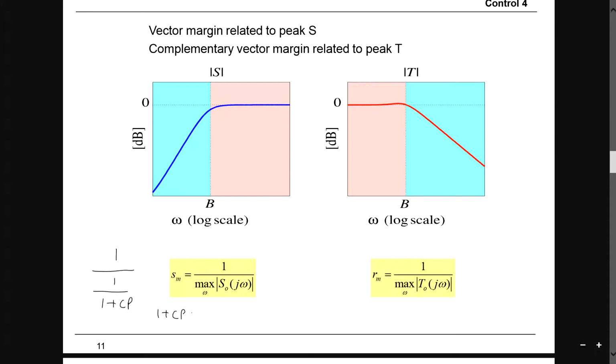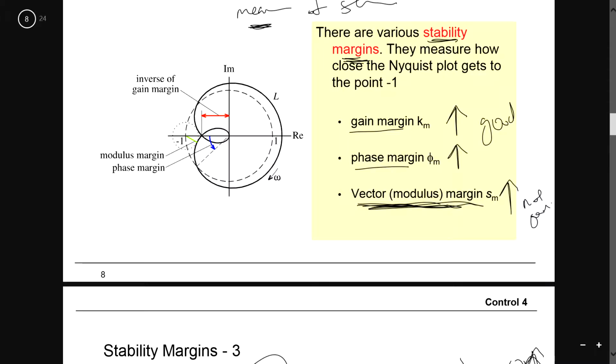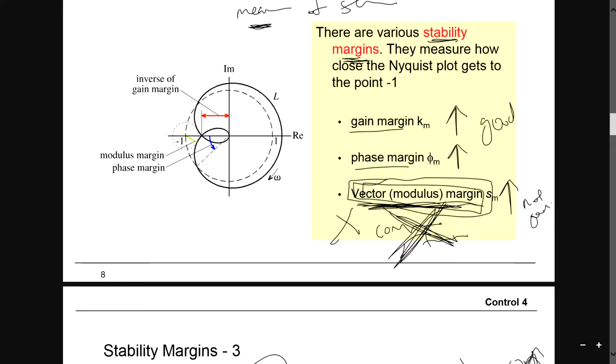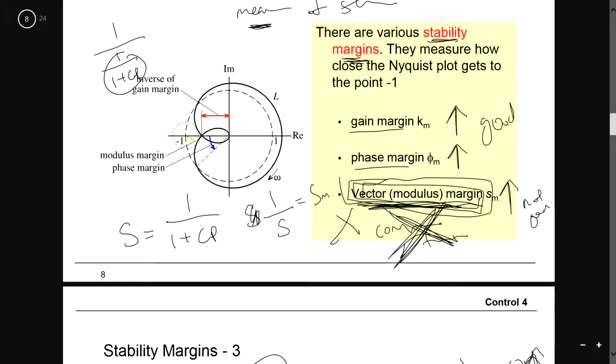My fault. What fault is that? It's because I actually didn't fully understand what vector margin is. Vector margin is not the complementary function, which is what I've been talking about all along. It's very important. The complementary function is 1 over 1 plus Cp, which equals S. The vector margin is 1 over the sensitivity function, which is Sm. So if 1 over 1 plus Cp is the sensitivity function S, then the margin itself is simply the denominator of the sensitivity function, 1 plus Cp.